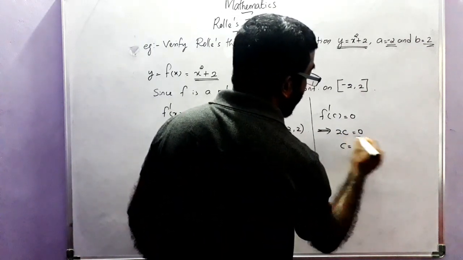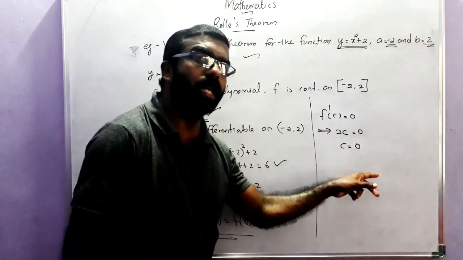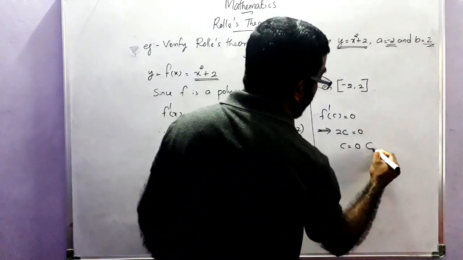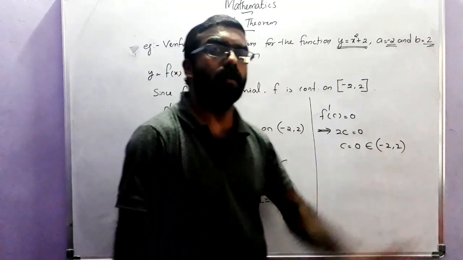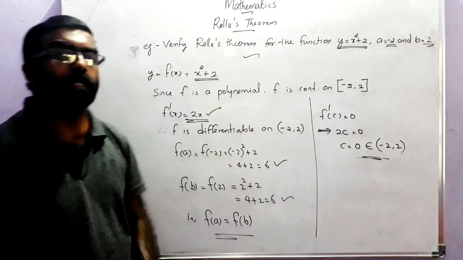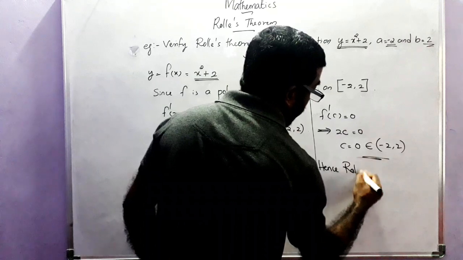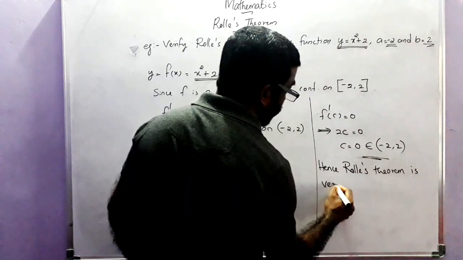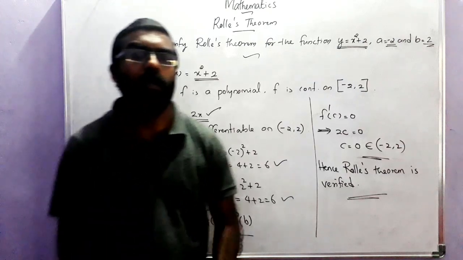From this we can write c is equal to 0 by 2, which is equal to 0, and we have to check whether the number c belongs to the open interval (-2, 2). Clearly it belongs to open interval (-2, 2) because 0 is the number which lies between minus 2 and 2. Understood? So all the conditions of Rolle's theorem are fulfilled. Hence Rolle's theorem is verified. Okay, that's all. Thank you.